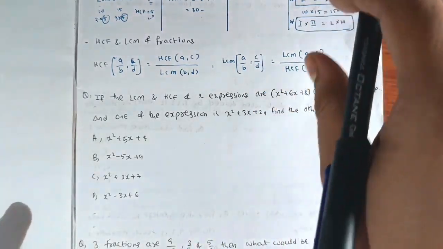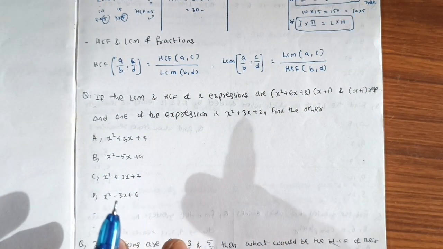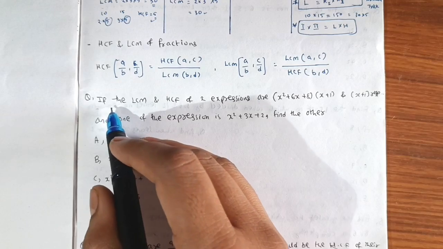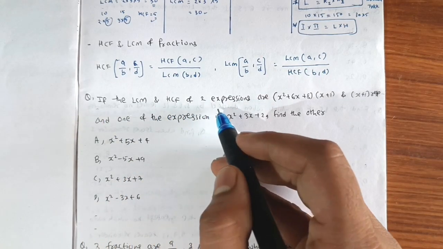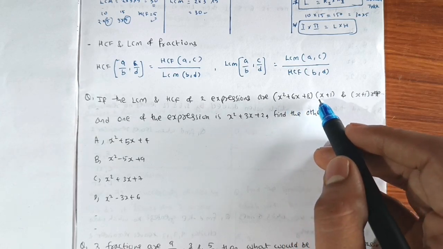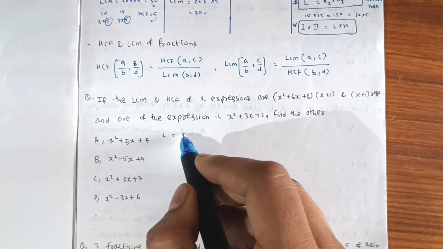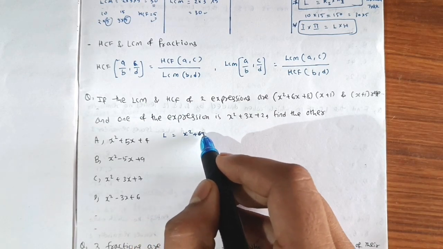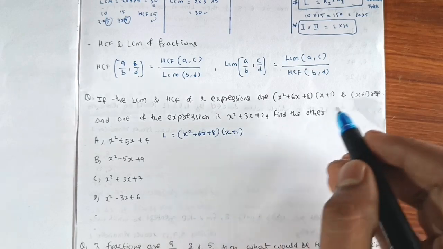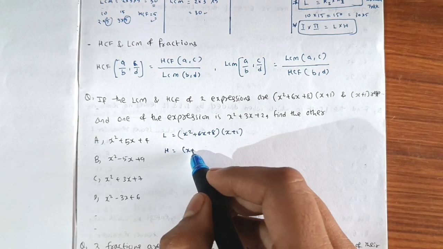You need to remember these two tricks and this trick. This will help you solve the answer very quickly. In this topic, let us see the first question. The question is: if the LCM and HCF of two expressions are x square plus 6x plus 8 into x plus 1, and x plus 1 respectively.